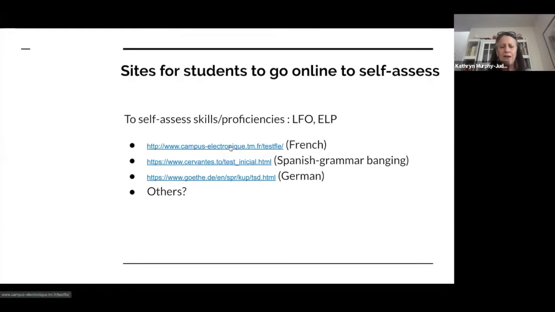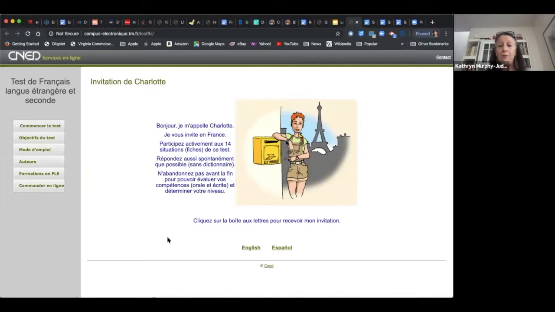And I'm just going to quickly take you to this one, which is in French, because it's wonderful. It's a little test that it's free. The students can take it. They click on the little boîte postale, and it starts their invitation to do this. And it runs through a whole test. It has listening, reading, and writing. It doesn't have a speaking part to it, but it's a pretty comprehensive little test there.